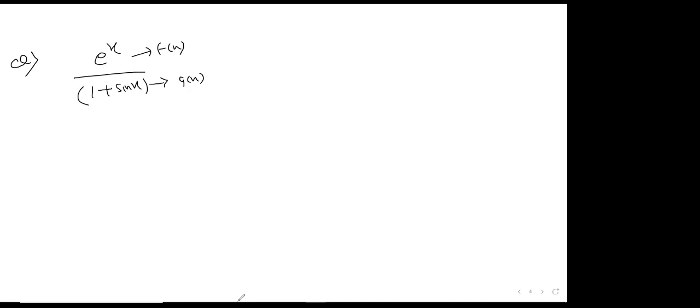What will be the derivative of 1 plus sin x? Try to find it. Differentiation of 1 plus sin x is 0 plus cos x. All right, 0 plus cos x. Absolutely right.